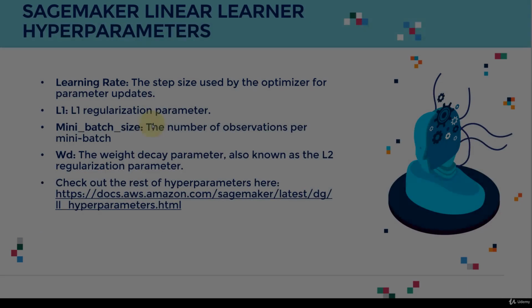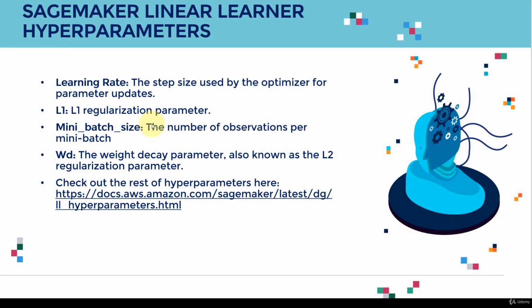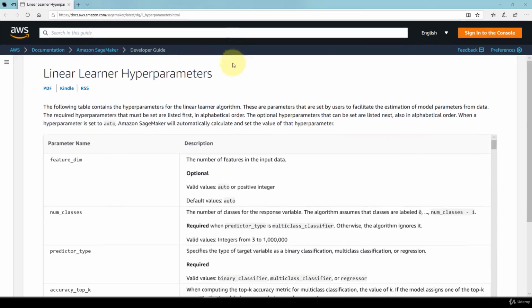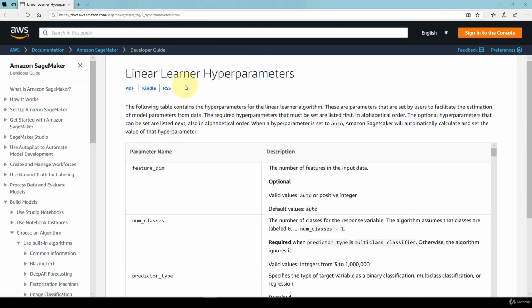All right, so let's take a look at the hyperparameters that come with SageMaker Linear Learner. This is just a sample of the hyperparameters. If you guys want to check the rest of the hyperparameters, please check them out here. Actually, I have these hyperparameters open, so let's take a look at it. Here I have the linear learner hyperparameters. The following table contains all the hyperparameters for the linear learner algorithm.